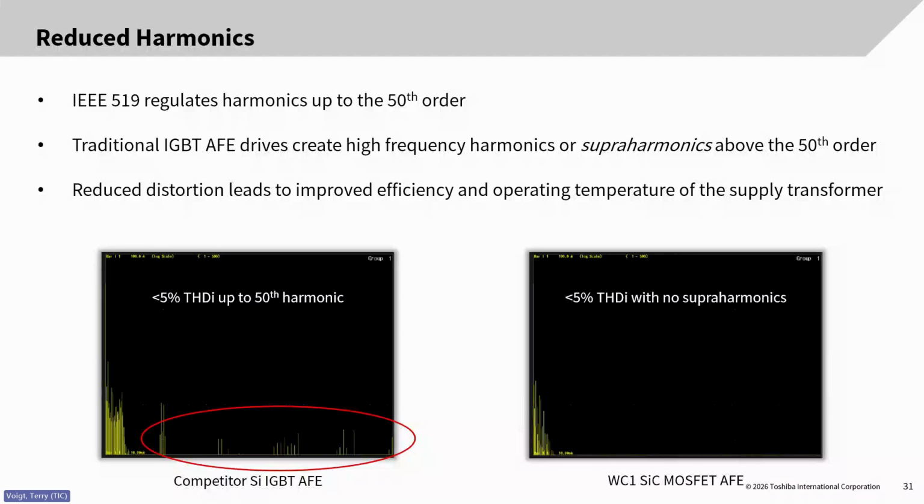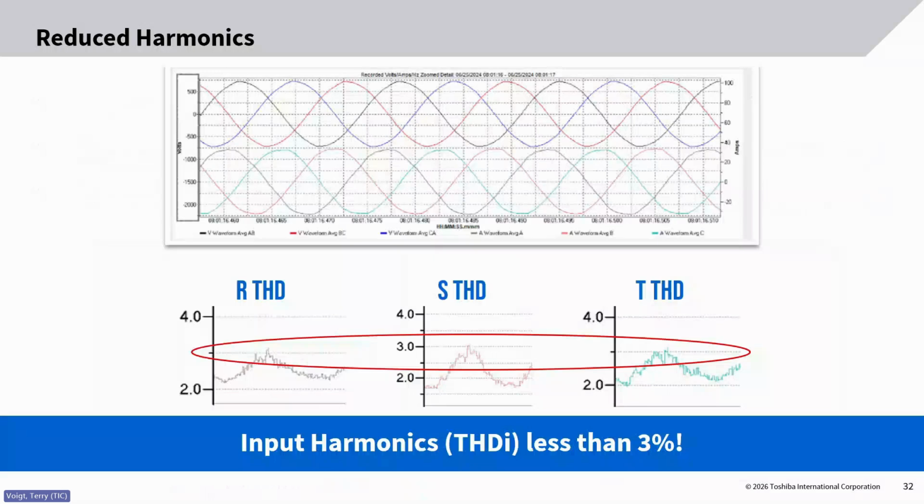So I mentioned the reduced harmonics, right? Less than 5%. This is a result of a case study that we did. We put the WC1 into an application and we measured the harmonics that were generated by the drive. In this case, we actually had right around 3% or less for the THDI actually measured in a real world situation. So this isn't just bench testing. This was actually measured in the real world, in the field. So 3% or less, extremely, extremely small harmonic content.